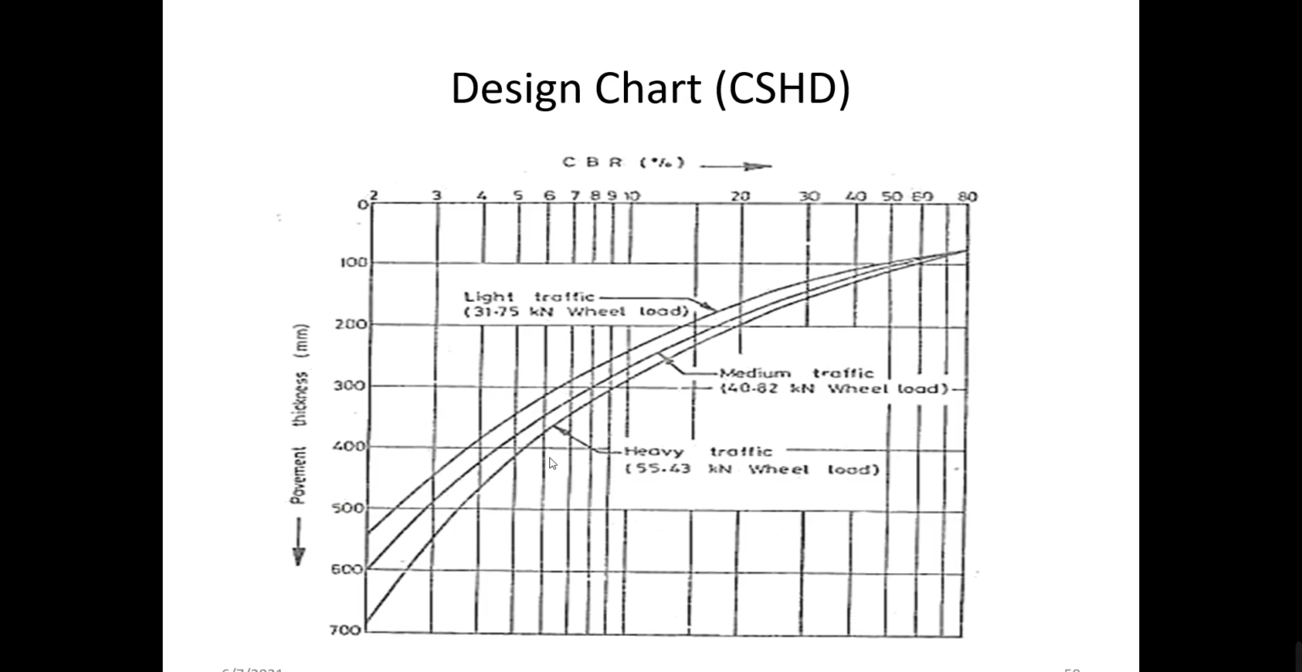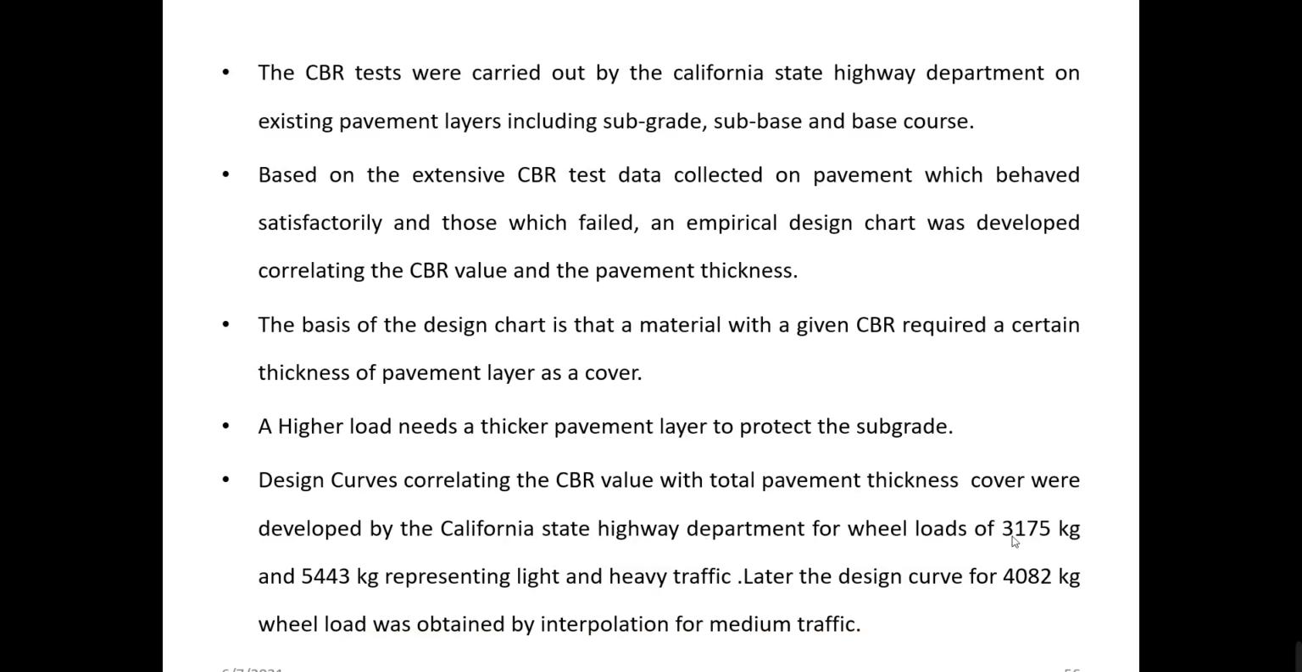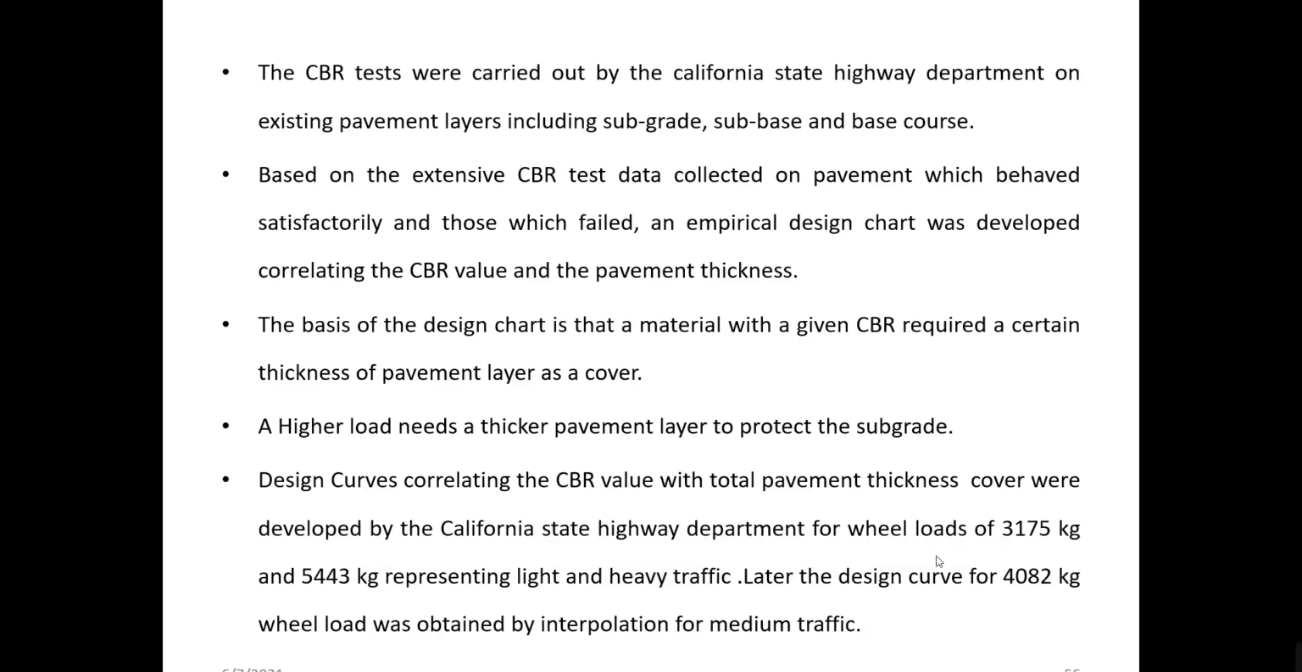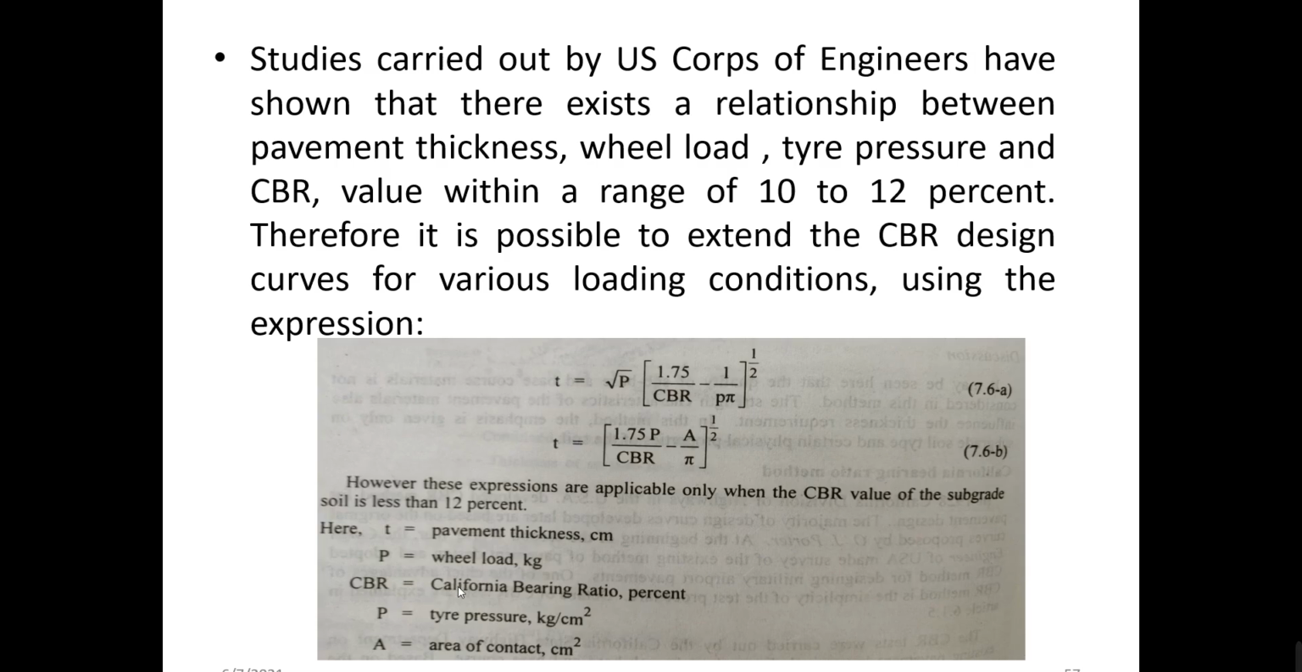Okay, this is the design chart shown by the California State Highway Division. CSHD means California State Highway Division, who developed the design chart for three different types of traffic condition. One is heavy traffic, which we had discussed here. Look at this point. 3175 kg was the light traffic. See here, 3175, it's the light traffic curve. And here 5443 kg was considered to be heavy traffic.